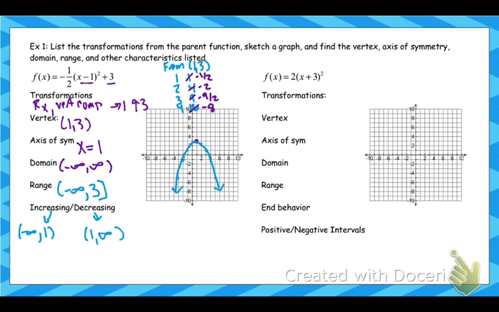All right, let's try another one. Transformations, vertex, and axis of symmetry. Pause the video, try and get those on your own. All right, so transformations. This has a vertical stretch. And it's gone to the left 3. So the vertex here is negative 3, 0. Axis of symmetry is x equals the x-coordinate. Domain is going to be consistent for quadratics.